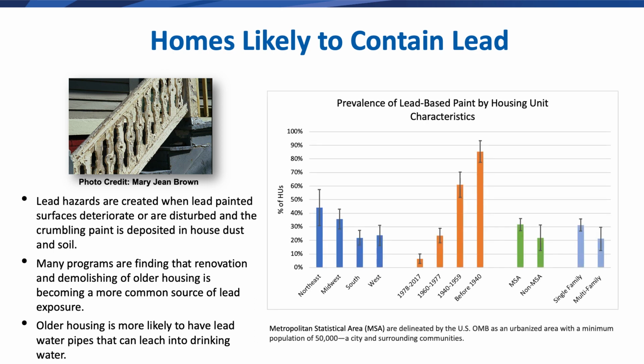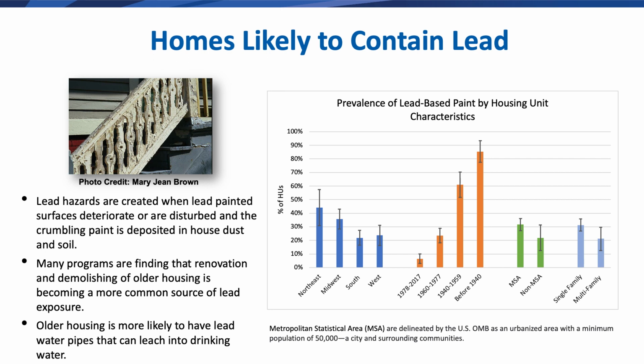The graph on the right shows characteristics of housing units and the prevalence of lead-based paint. Lead paint is more prevalent in the Northeast and least prevalent in the South. We know that it's least prevalent in newer housing, so we usually use 1950 as a cutoff. Before 1940, we see the prevalence of lead paint is very high, about 85%. It's about 60% in housing that was built before 1960. Residential lead paint was banned in 1978. Between the years 1978 and 2017, lead paint in housing has declined to less than 10%.